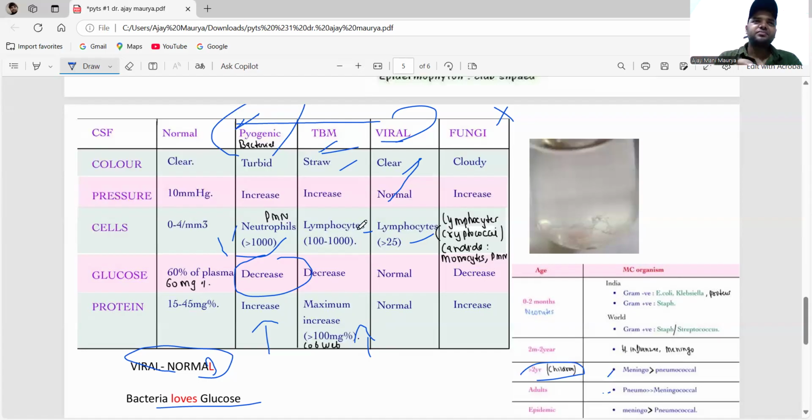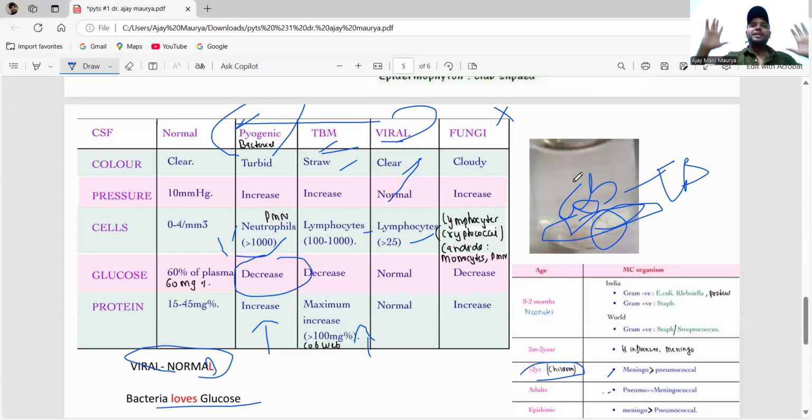So, guys, due to the maximum increase in the protein, there is a hyperproduction of protein. There is a formation of spider-like nets. It is called the cobweb, that is the cobweb seen in TB. Remember this one, guys.